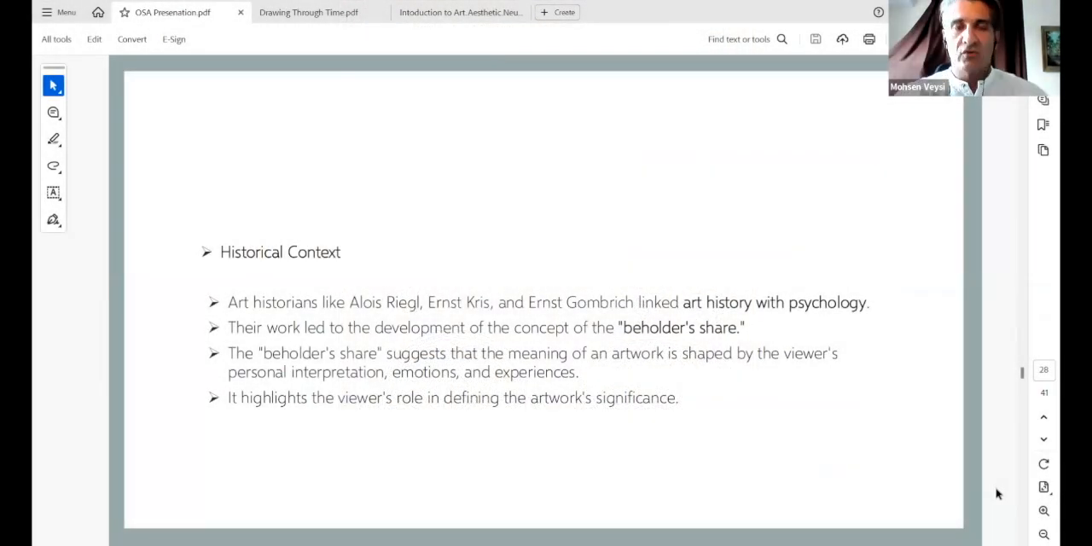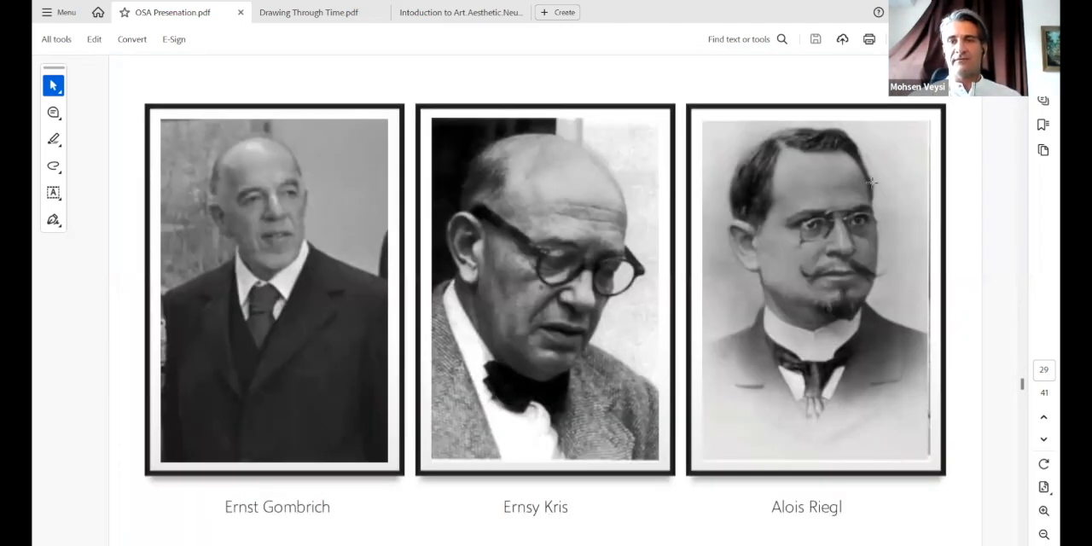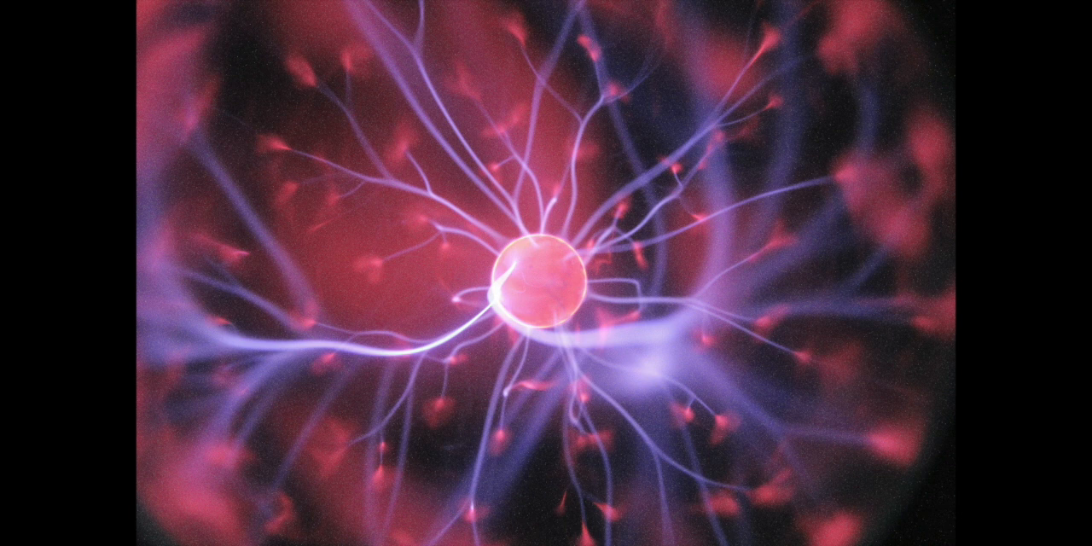Basically, the course has two main sections. In the first section, we're going to study the historical context, which is the first attempts by art historians to link art history with the science of psychology. This began with one of the founders of art history as an independent discipline, Alois Riegl, who in the late 1800s, in his book Group Portraits of Holland, tried to explore the role of the viewer in completion of the work of art by linking formalism to the science of psychology.